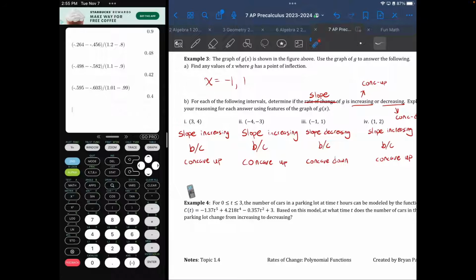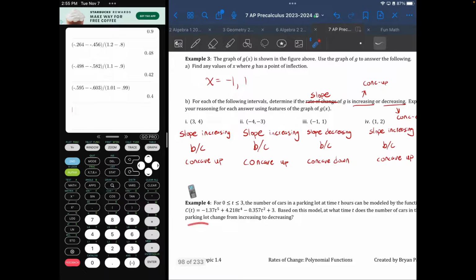All right. So T is between 0 and 3. The number of cars in a parking lot at time T hours can be modeled by some function. Based on this model, at what time T does the number of cars in the parking lot change from increasing to decreasing?